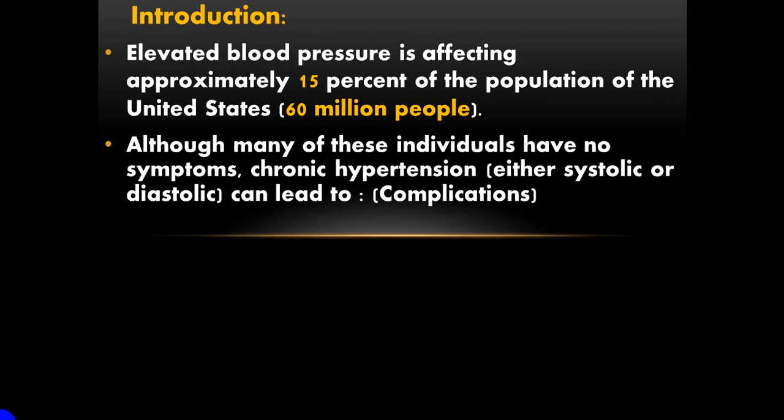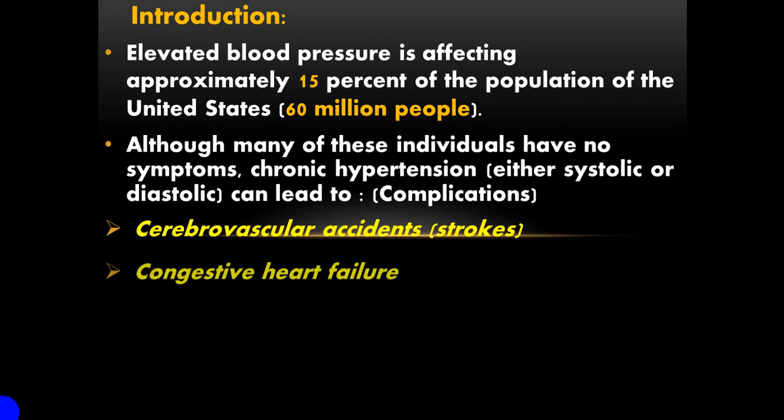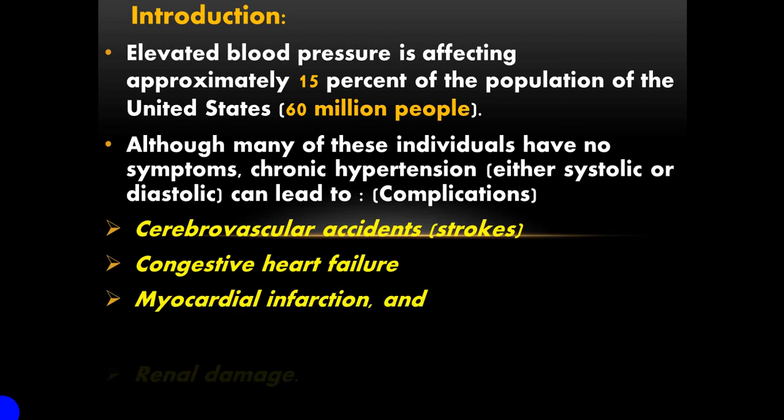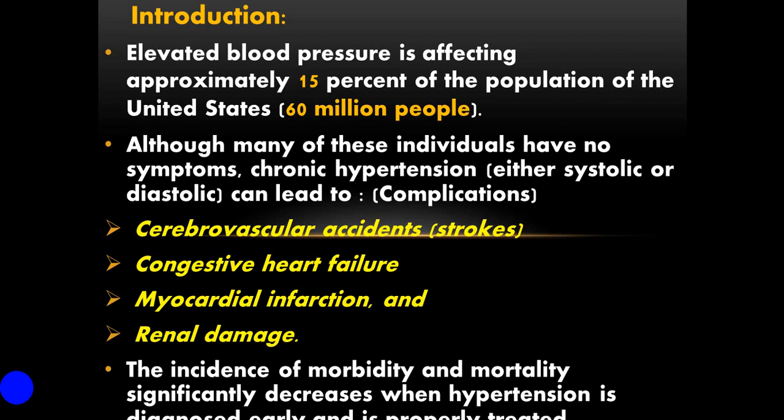So what are the complications of elevated blood pressure? First, cerebrovascular accident, meaning strokes. Second, congestive heart failure. Third, myocardial infarction. And lastly, renal damage, for example, chronic renal failure. So the incidence of morbidity and mortality significantly decreases when hypertension is diagnosed early and is properly treated. So when diagnosed early and treated properly, this leads to a decrease in these complications.